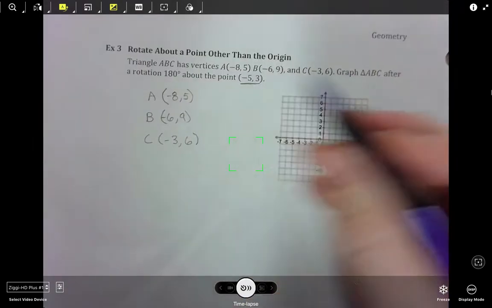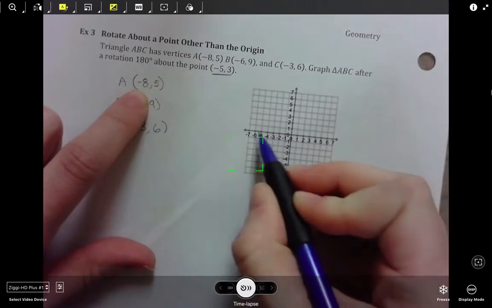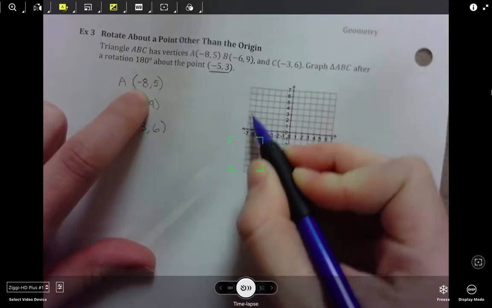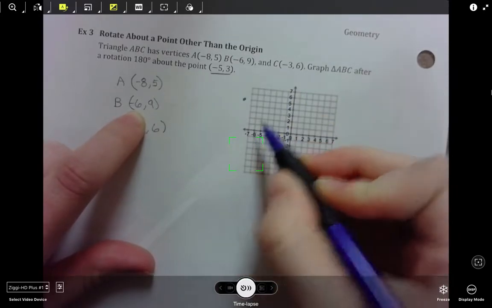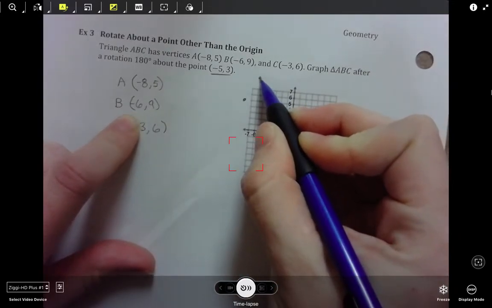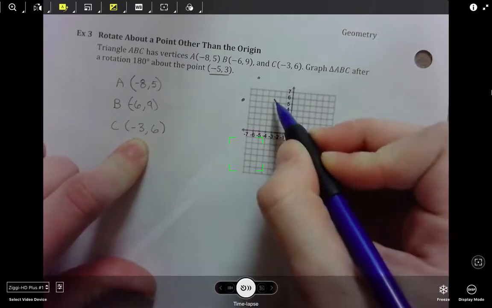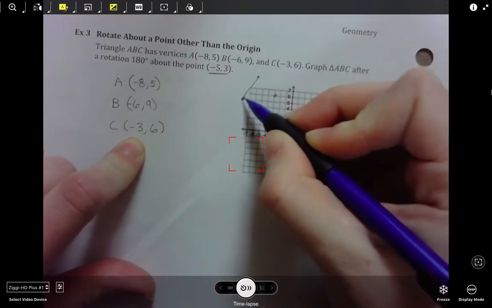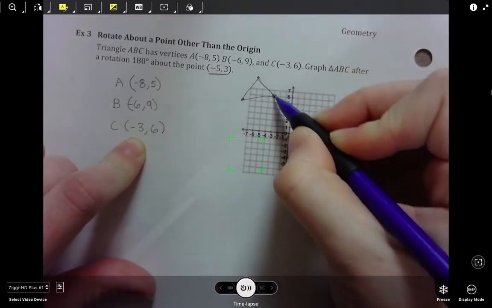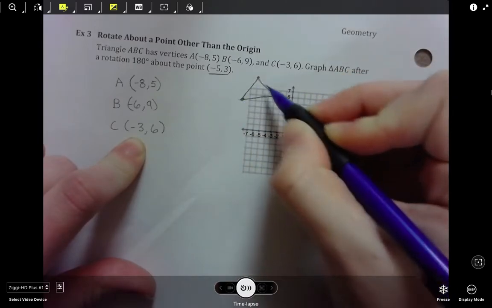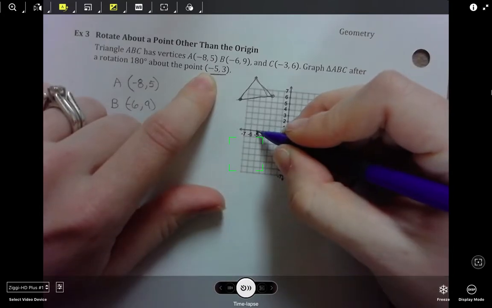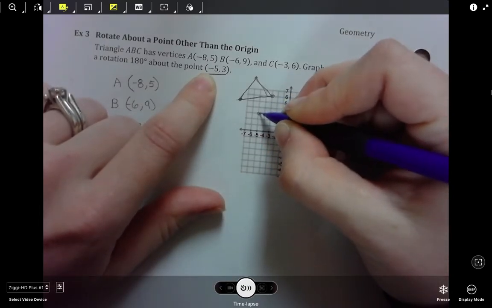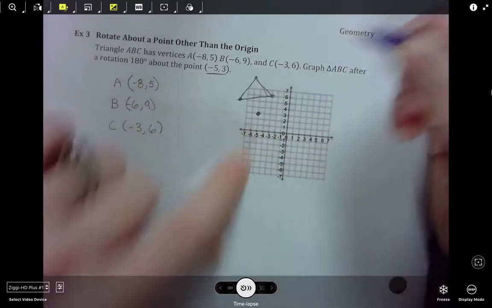So I'm going to go ahead and graph these and see what we've got going on here. So negative 8, 5, I'm off the chart here. Negative 8, 5 is this point. Negative 6, 9. So this is my triangle that I've got going on here. And I want to rotate him about the point negative 5, positive 3.